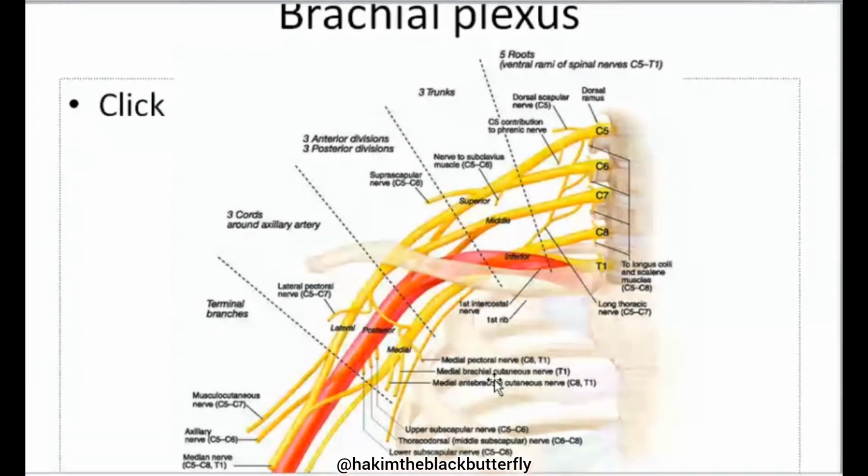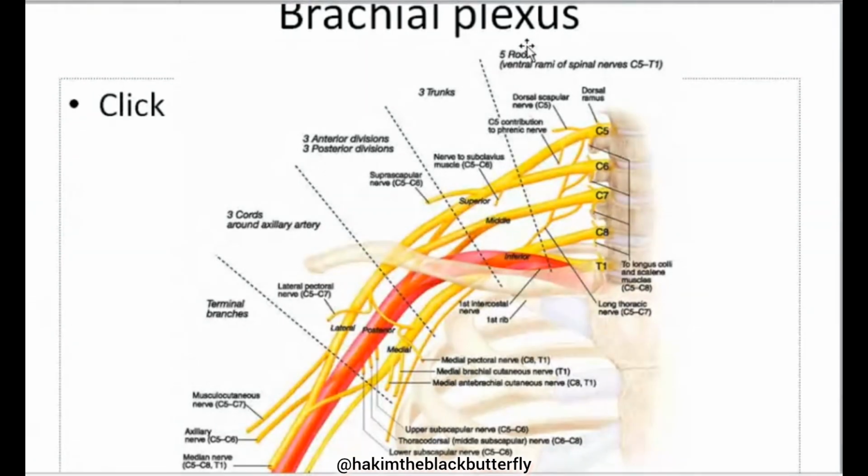Correct. Very good. But the normal circumstances, when it begins from C5 to T1, is what we are teaching. But at the back of your mind, know that those variations, prefixation and postfixation of the brachial plexus, exist. Now let us go back to this brachial plexus. These spinal nerves, C5, C6, C7, C8, and T1, are the ones we call roots.